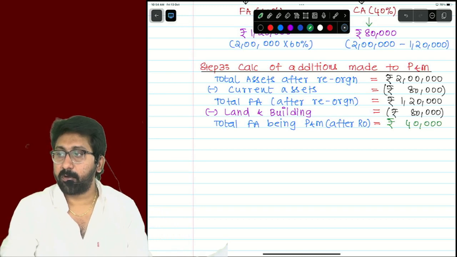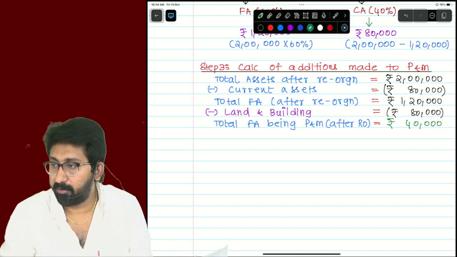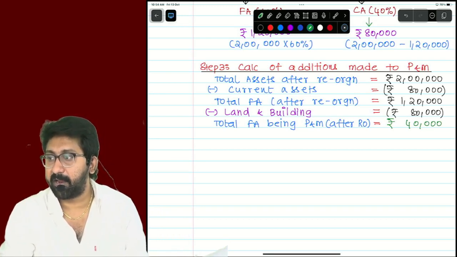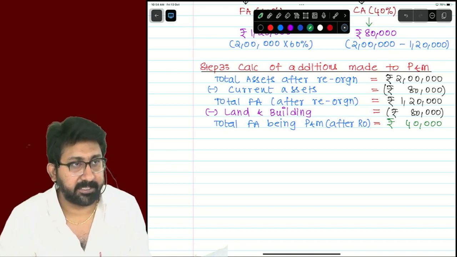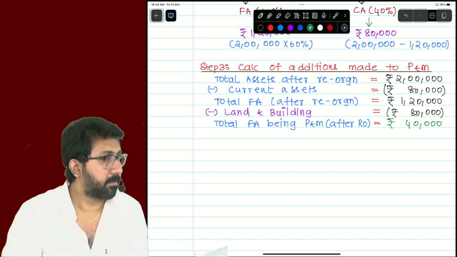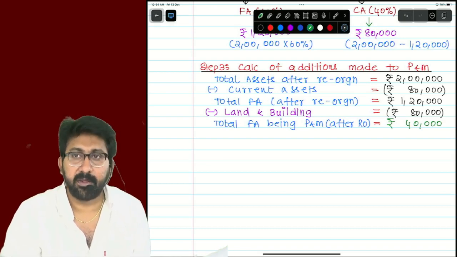Up to here, understood whatever we have written? So the total fixed assets being plant and machinery after reorganization, means after providing for depreciation, it is 40. Yes, sir. Okay, everyone?